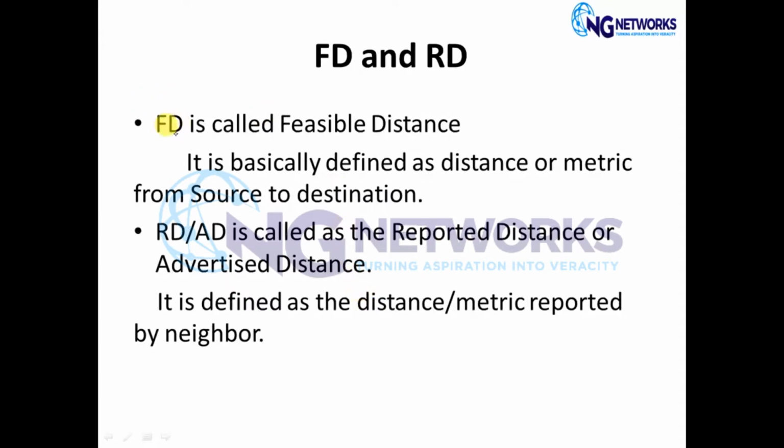First, FD. FD stands for feasible distance. Basically it is the metric or the distance from source to destination. And what is RD? RD is also called AD, and the full form is reported distance, or you can say advertised distance, and it is defined as the distance or metric reported by the neighbor. Now let's understand this with the help of an example.